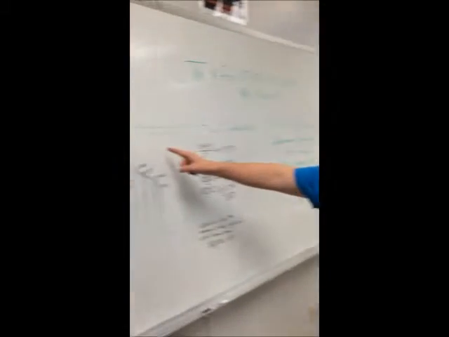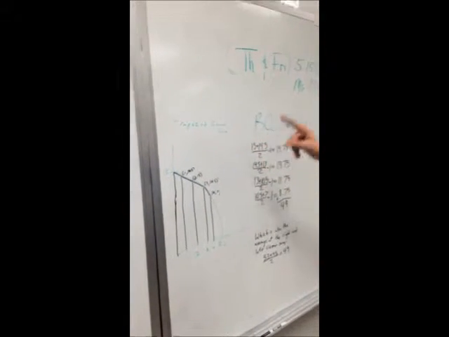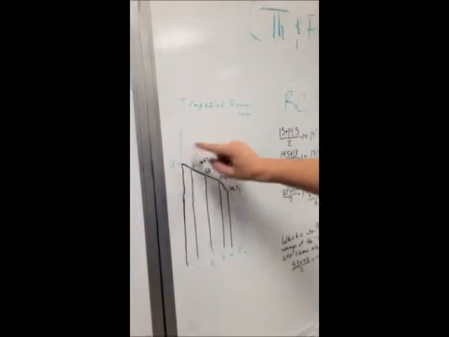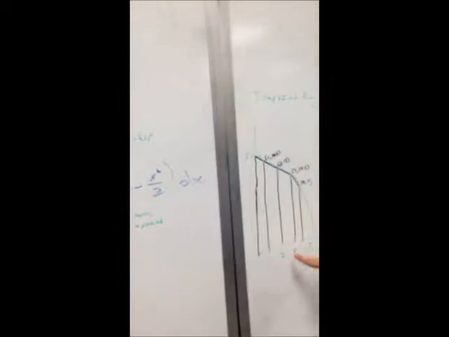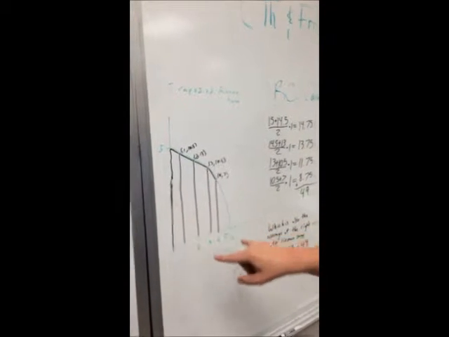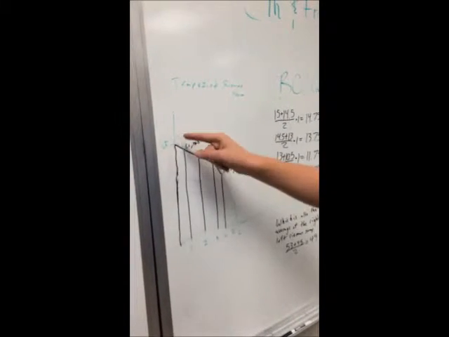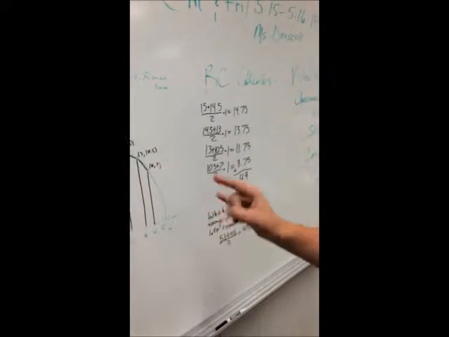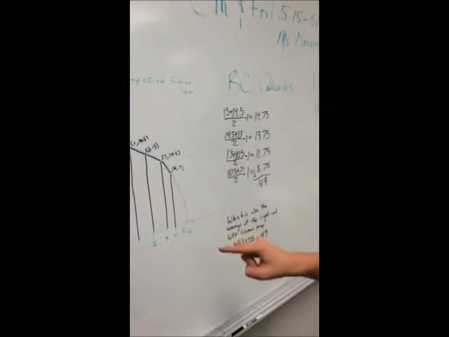Alright, so next we have the trapezoid Riemann sums, which is just you take a trapezoid using the 4 subintervals and you add that together to get the area. And the purpose of the trapezoid is to get the average of both the right hand and the left hand Riemann sums.